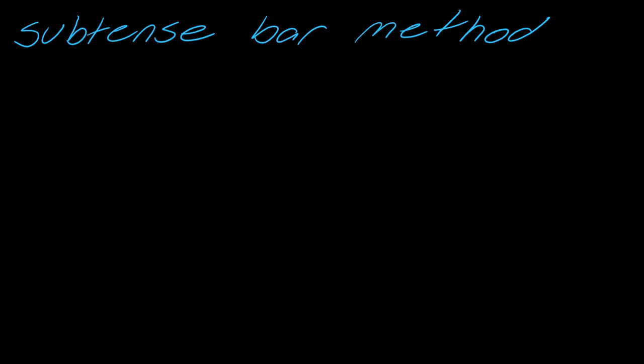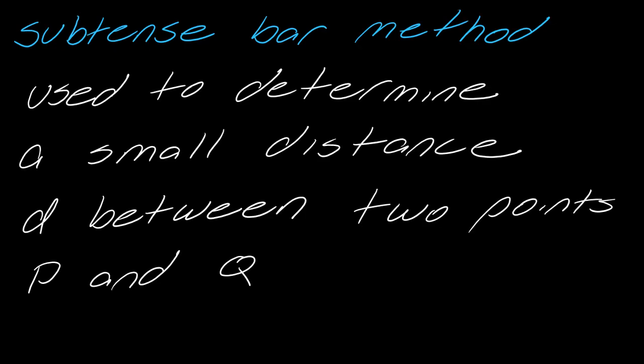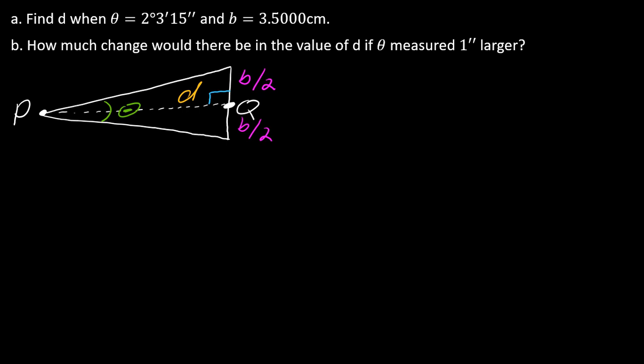The first one is going to use what's known as the subtense bar method. This is a method used to determine a small distance, which we'll call d, between 2 points P and Q. These problems are nice because they often come with a picture. For this first one, you've got this situation here, and I would recommend that you copy this picture down so that you're familiar with it. Then you're given different conditions, so maybe you want to pause and write all this down.